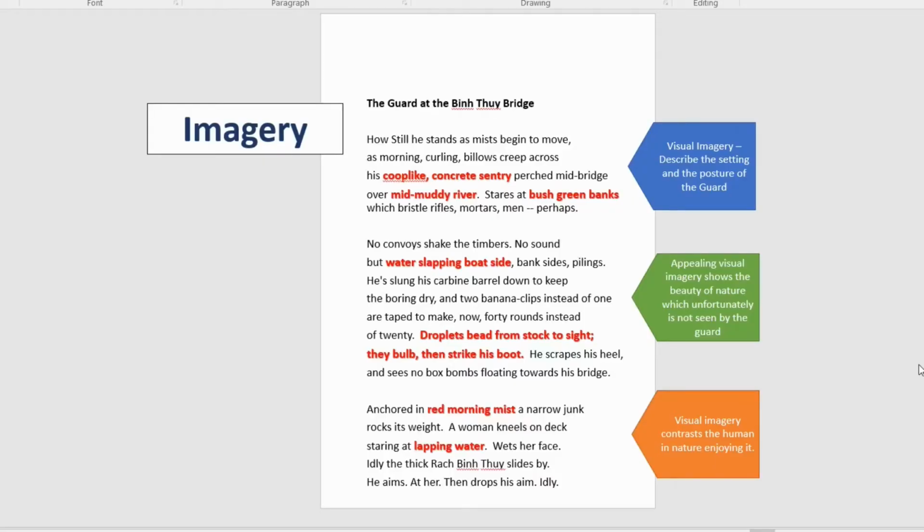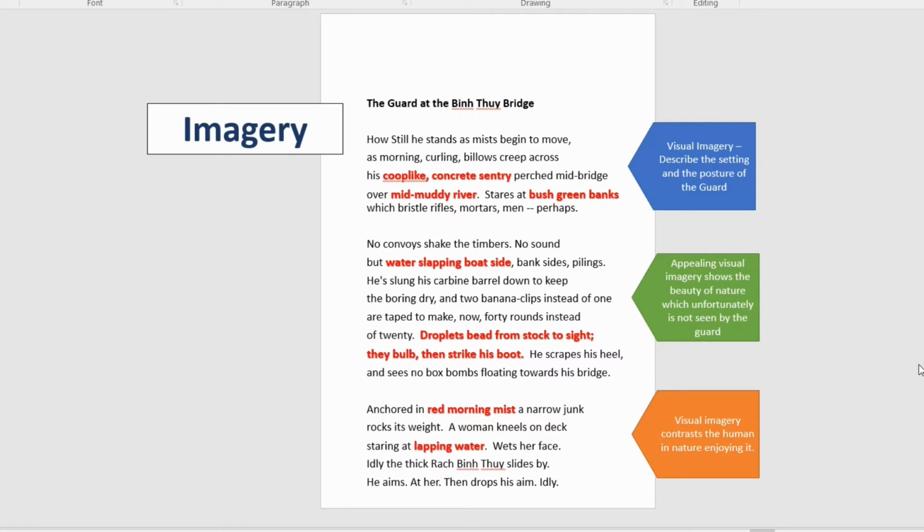Imagery is created by figurative language. Through correct analysis of imagery, the reader can not only understand the poem but also feel it through the five senses. When it comes to imagery, in the first stanza, we see visual imagery like concrete scenery, muddy water, bush green banks. These visual images describe the setting and the posture of the god.